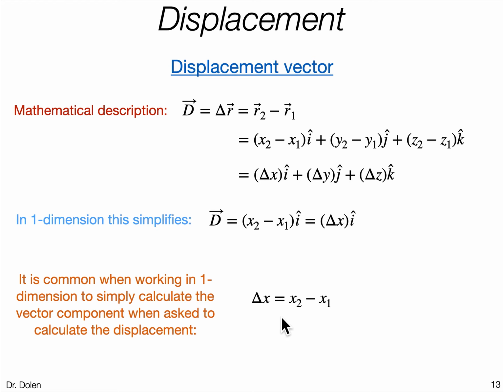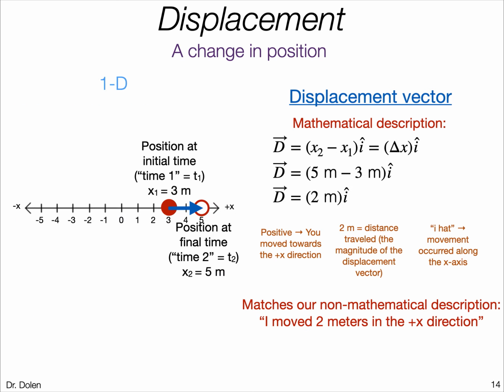So if I want to calculate my displacement in one dimension, I can just calculate delta x, or my final position minus my initial position. Right? So if I'm moving in a more positive direction, my final position is going to be larger than my initial position, and this is going to be positive displacement. If I'm moving in the negative x direction, x2 is going to be smaller than x1, and I'm going to have negative displacement. Okay, let's do some more examples.